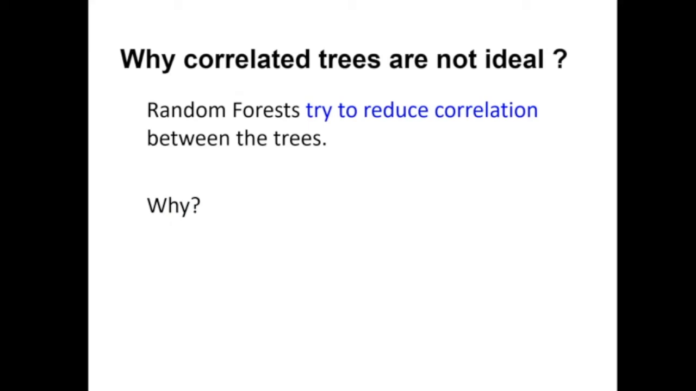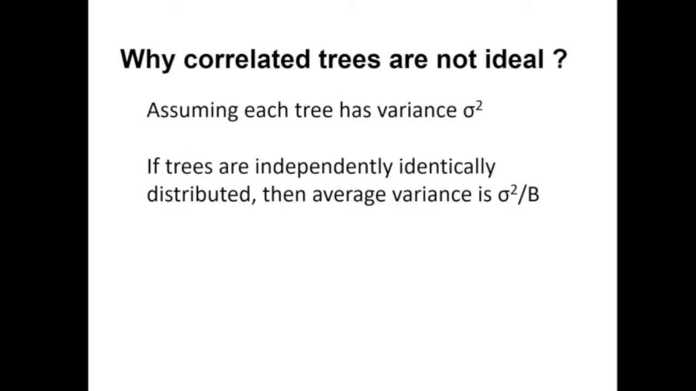Okay, so now let's come back to the original motivation to do decorrelated trees. Why are correlated trees not ideal? I gave you a simple explanation from the variance of ax plus by, but more concretely, what is the concrete formula for the variance of a random forest? Let's assume each tree has a variance sigma squared. If the trees are independently identically distributed, then the average variance is sigma squared over B.